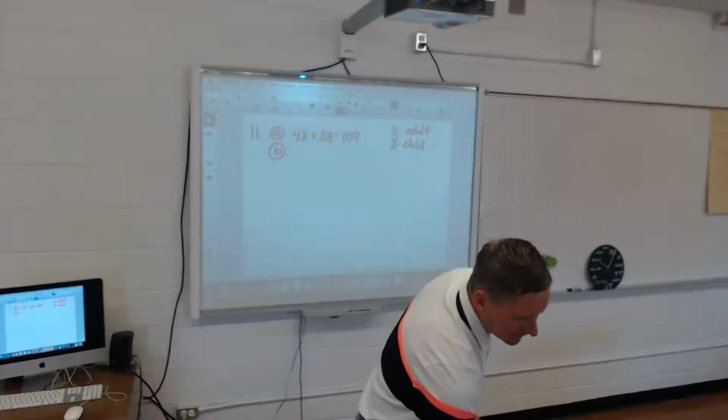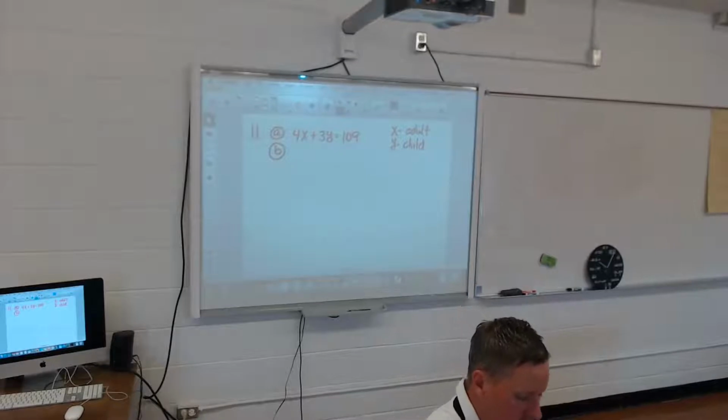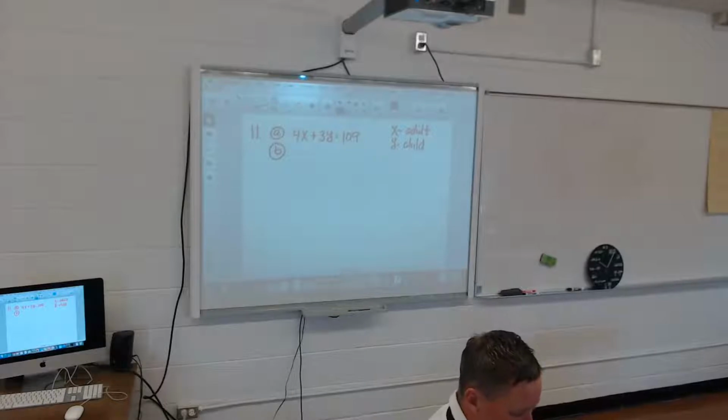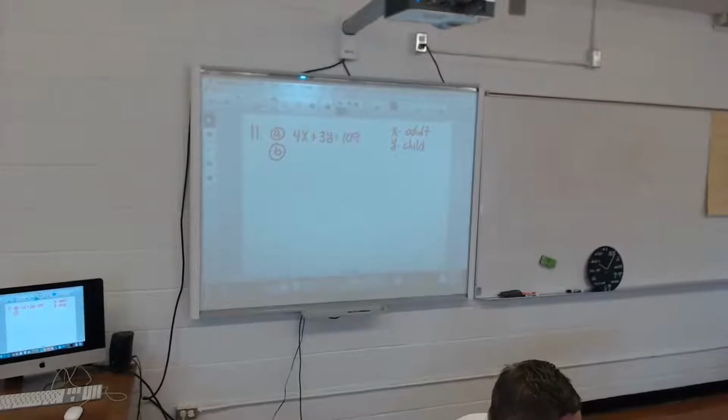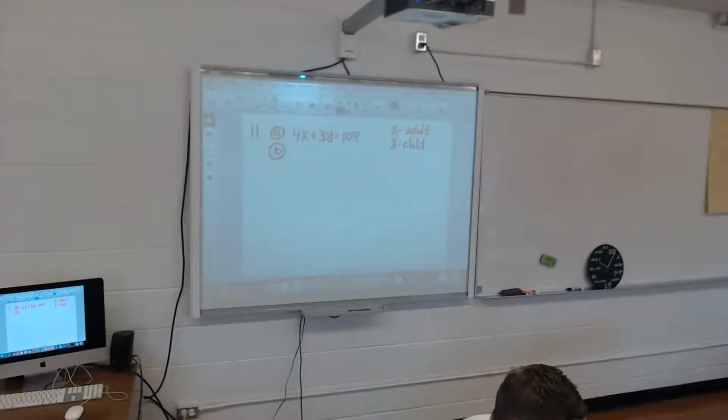So Emma, were you able to do number 11? No. Okay. So do you follow that first step then? Yeah. Okay. So if that's the case for the first step, what do you think the second equation is going to be then? I have no idea. Okay, so what does X represent? X represents the cost of an adult ticket, right? Yeah. And Y represents the cost of a child's ticket, correct?